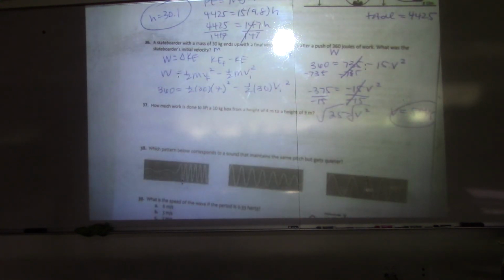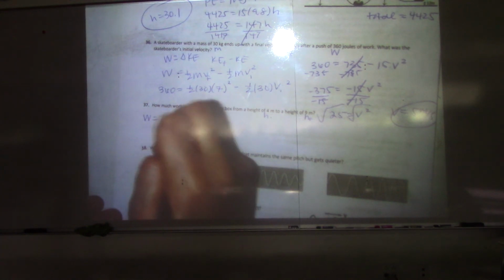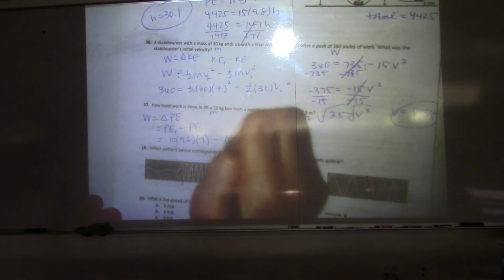Work done to lift a mass, initial height to final height. So still using my work equation, but now it's changing potential energy. So that's PE final minus PE initial, which is mg final height minus mg initial height, and you type it in, you get your work is 492 joules.